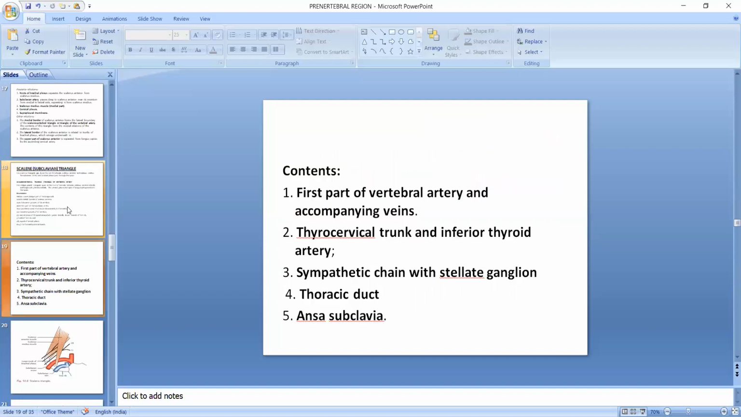It contains the first part of the vertebral artery and accompanying veins, thyrocervical trunk and inferior thyroid artery, sympathetic chain with stellate ganglion, thoracic duct, and ansa subclavia.